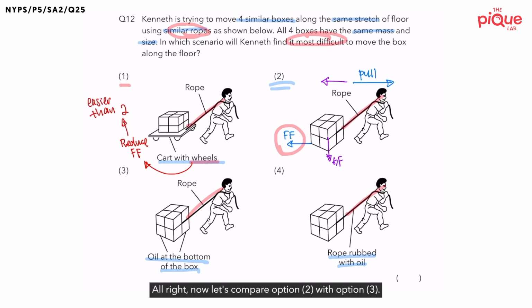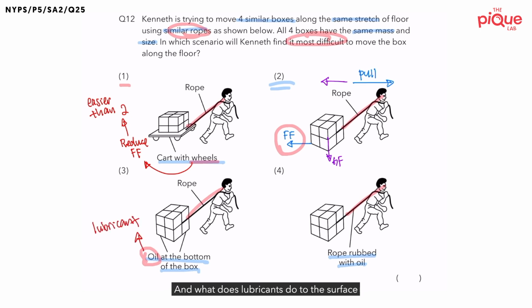Alright, now let's compare option 2 with option 3. Now, option 3, what is the thing that's added to the setup? We see that it is oil at the bottom of the box. Now, what is oil? We say that oil is a lubricant. And what do lubricants do to the surface that they are applied on, in this case the box? We know that lubricants make the surface smoother. So will frictional force between the box and the floor be increased or be reduced in this case? We know that frictional force between the box and the floor will be reduced.